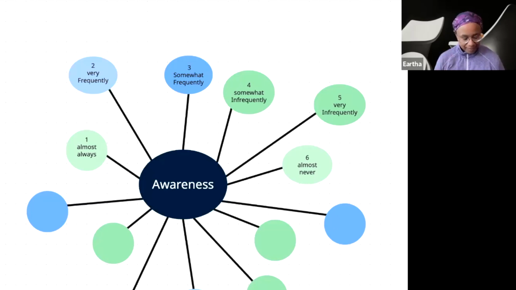Okay, number 1. I could be experiencing some emotion and not be conscious of it until sometime later. Okay, so just put a number that correlates with your answer. 1, almost always. 2, very frequently. 3, somewhat frequently. 4, somewhat infrequently. 5, very infrequently. And 6, almost never.